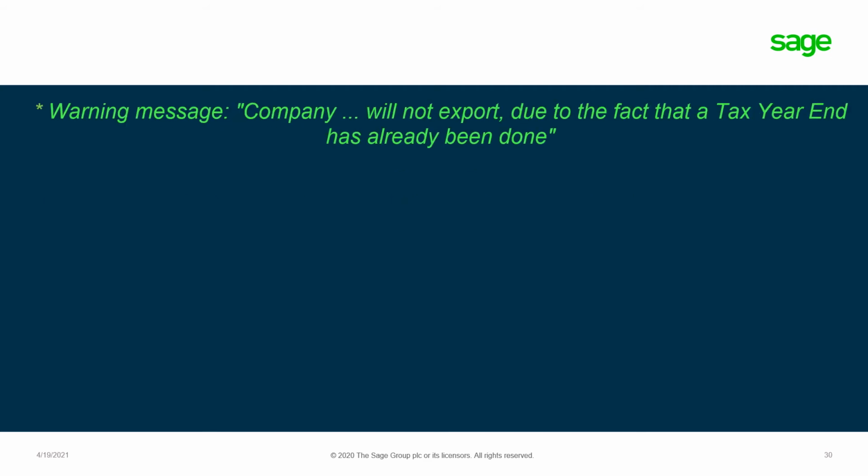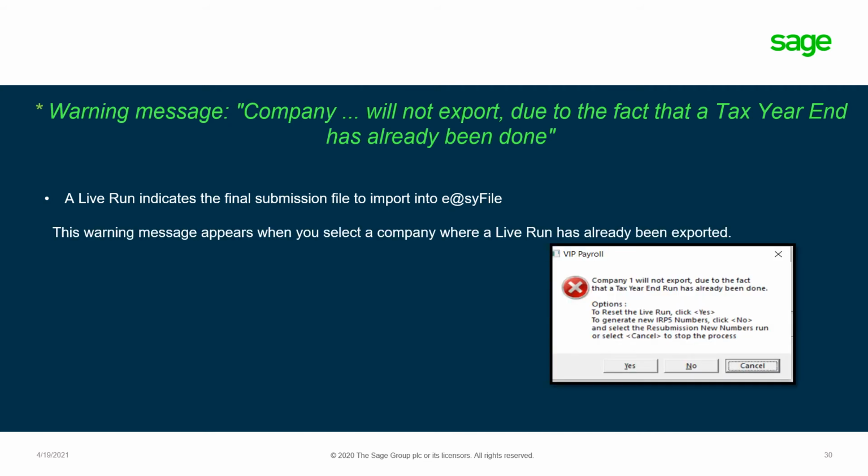A warning message: company will not export due to the fact that the tax year end has already been done. A live run indicates the final submission file was imported into SBCPP. The warning message appears when you select a company where a live run has already been exported. Company 1 will not export due to the fact that the tax year end run has already been done.